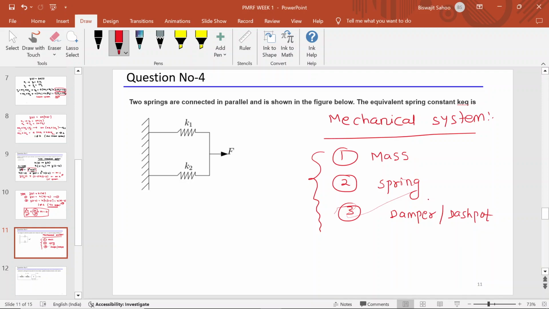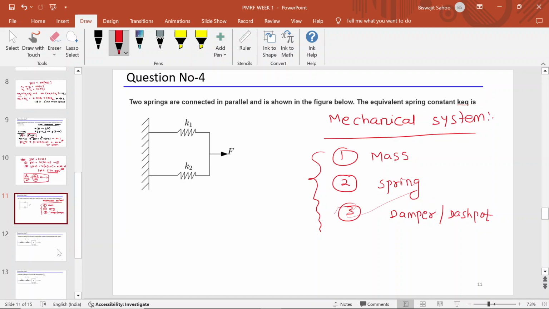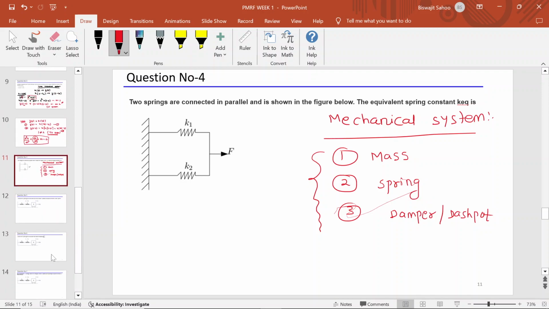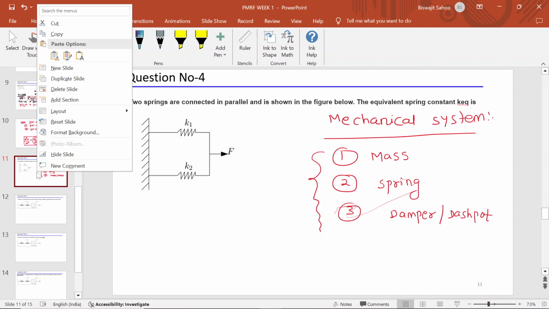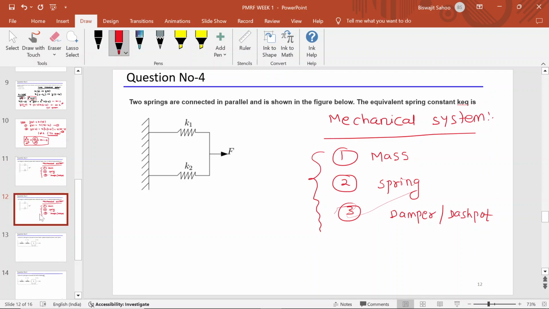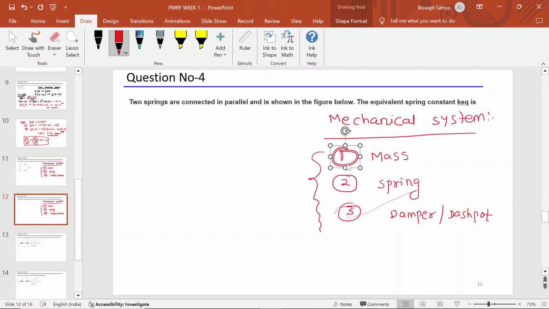We are now going to solve some questions. Before coming to this question, I'm giving one more question to you. Let me duplicate one slide here, and delete this one.